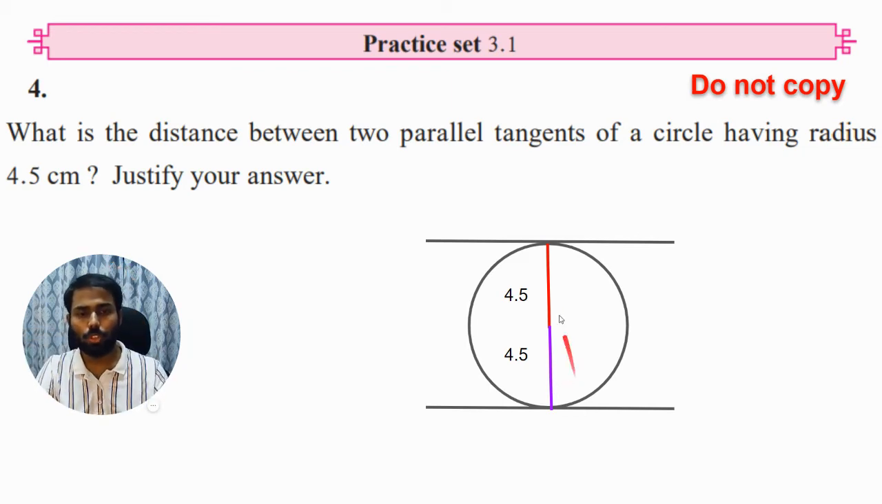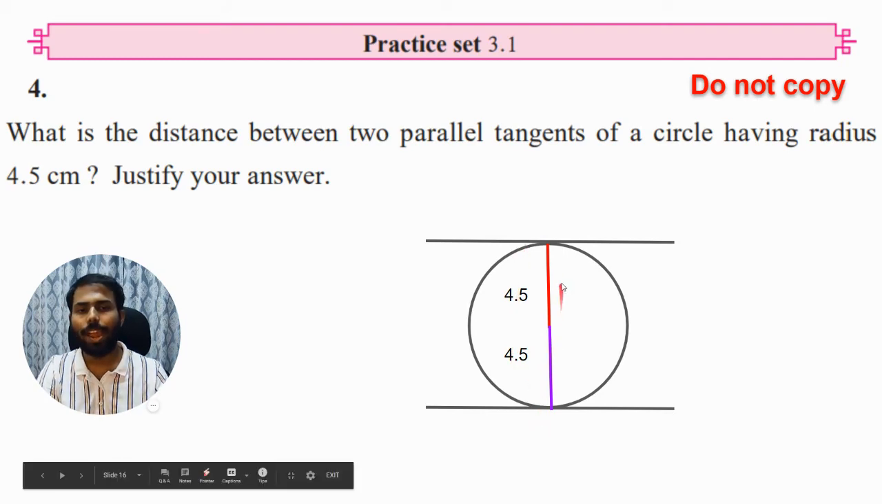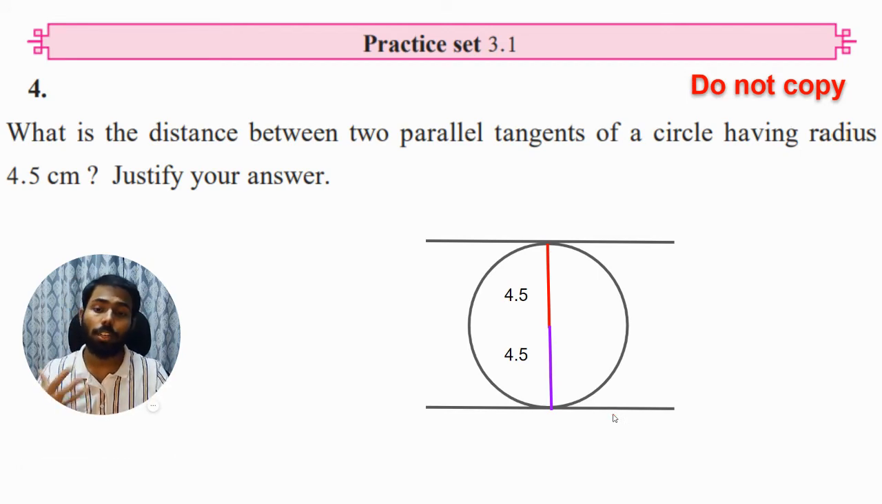Okay, so this red line and this purple line have to be straight. Only then you can say 4.5 plus 4.5 will come to be 9. And once that is 9 centimeters, you can say the distance between the two parallel lines is 9 centimeters. Okay, so now you have understood what's the challenging part of this question.